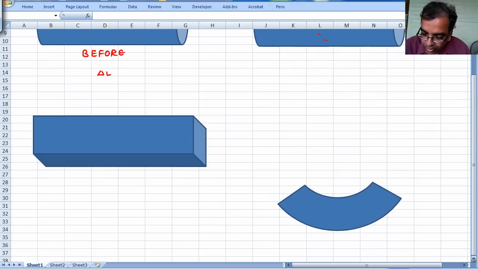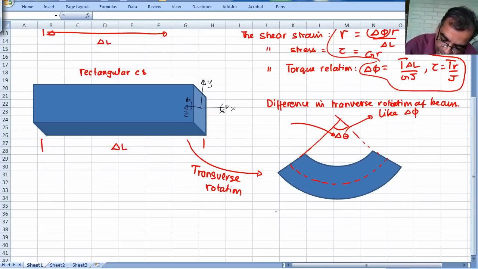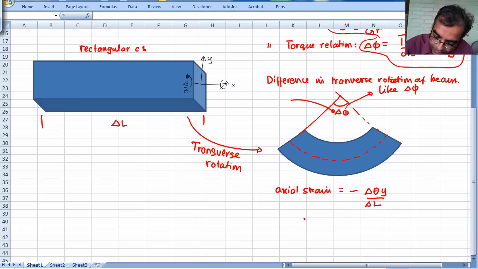And what I'm going to show you is that the exact counterpart to these things show up. First thing that will show up is axial strain, which will look like minus delta theta Y over L. And I'll tell you what this Y and L are, but it's exactly this counterpart to delta phi R over delta L. So now you will get delta theta Y over delta L. The stress will turn out to be sigma, axial stress will turn out to be sigma equal to E times axial strain.